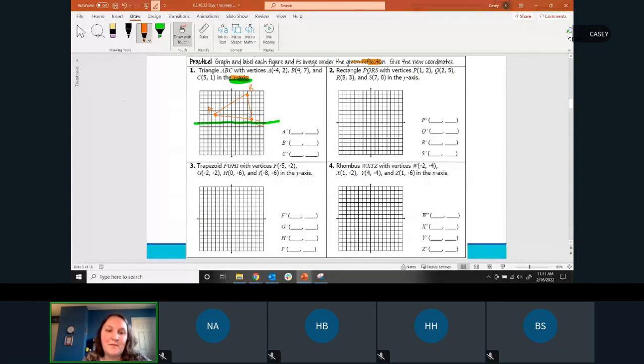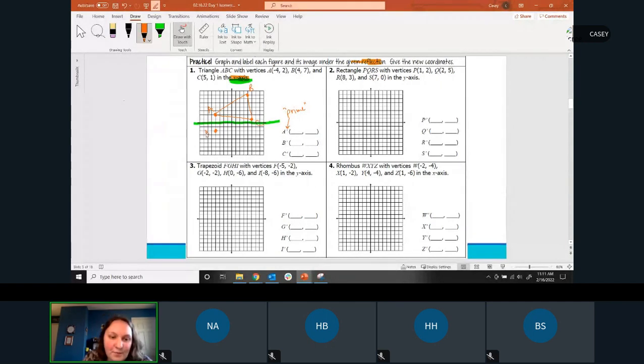If you just go point by point, A is 2 blocks away from the green line. So that means its new point, or its image, will be 2 blocks on the other side. And we give it a new name. You see what it says right here? It says A with a little apostrophe. We say that A prime. That's how we would say that. You're going to hear me refer to it as A prime.